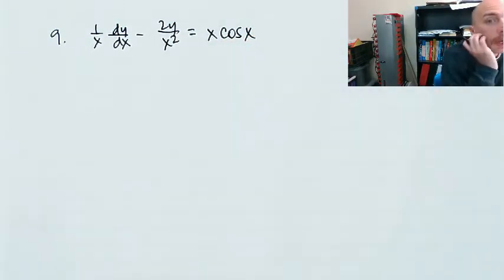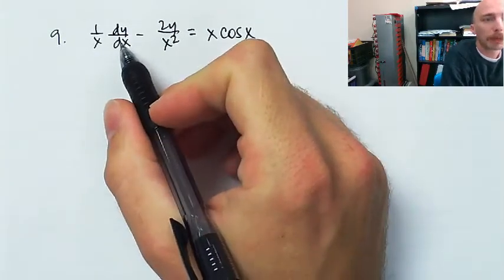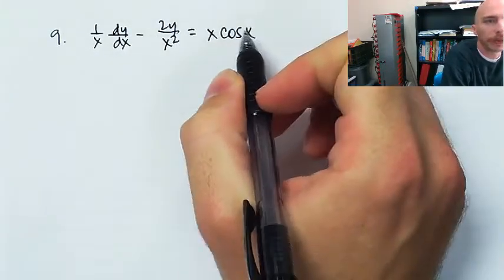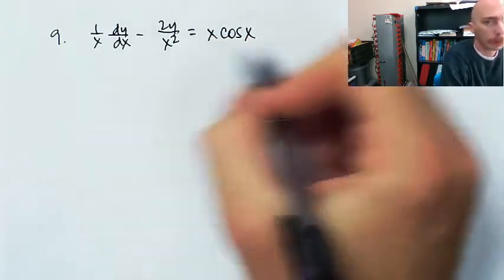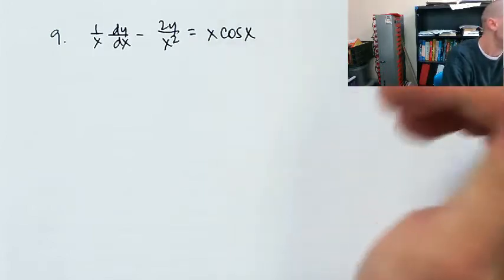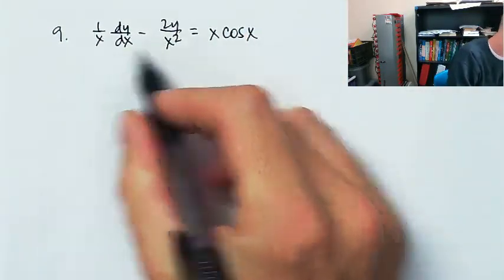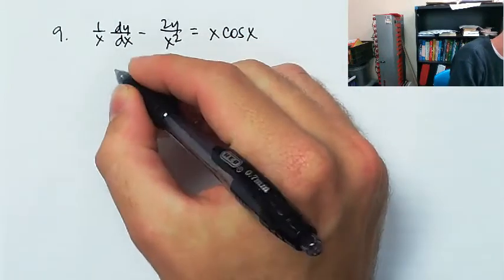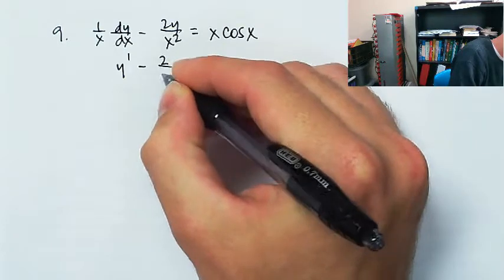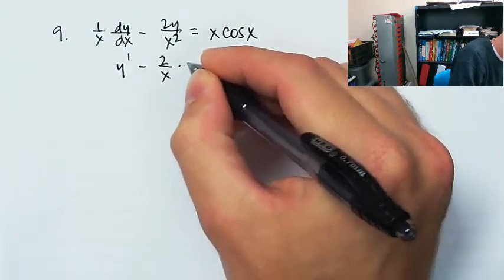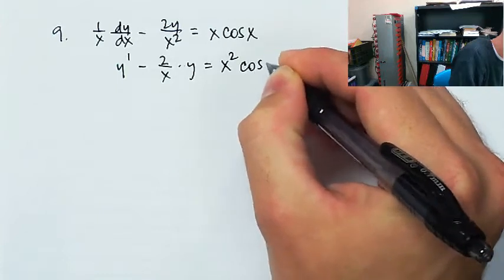Okay, so this is not y prime plus p of t y equals q of t, right? I have something attached to the dy dx, so I need to get it into the form y prime plus p of t y equals q of t, so that I can use the integrating factor technique. So I'm going to multiply both sides of this equation by x, and I'll get y prime minus 2 over x multiplied by y is equal to x times cosine x.